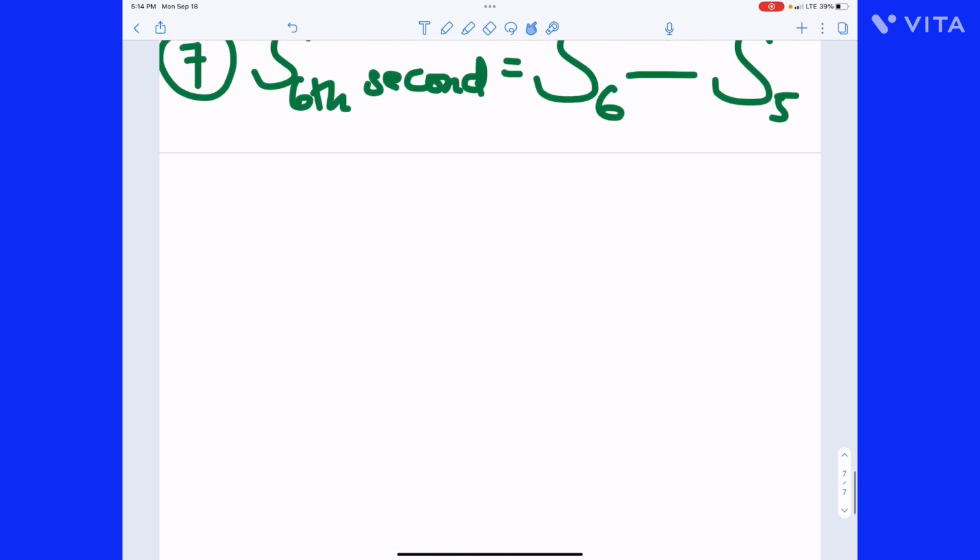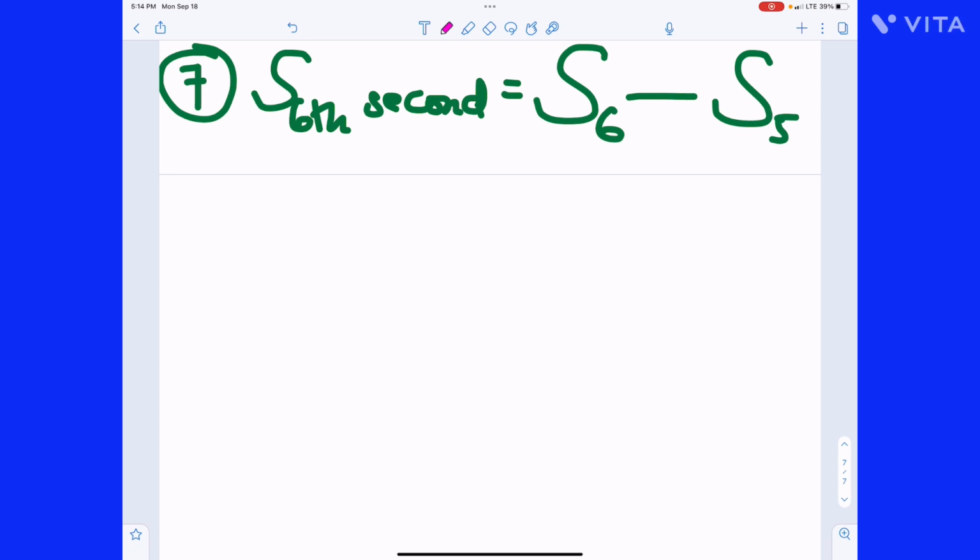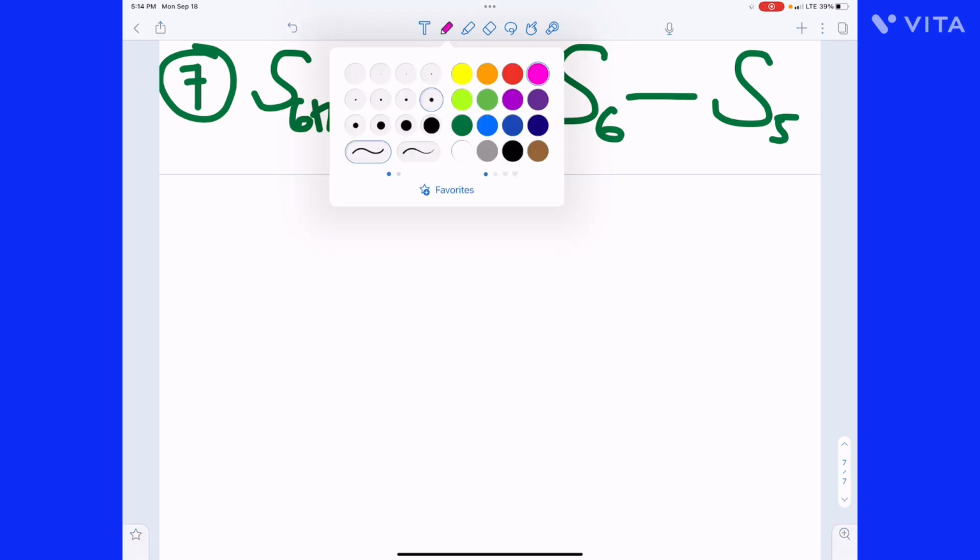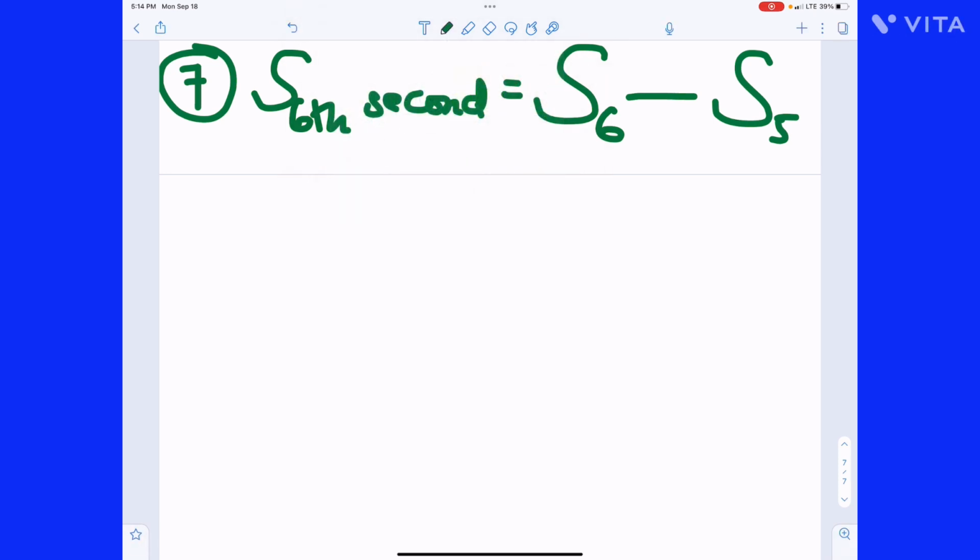I'll ask questions if you still need. So here it means distance traveled in the 6th second is equal to distance traveled for 6 seconds minus distance traveled for 5 seconds. So what does that give you? Okay, let's now take it one by one. We'll find distance traveled for 6 seconds.